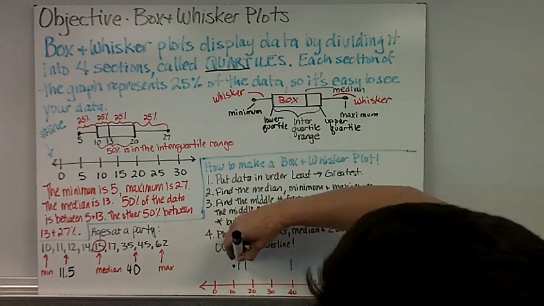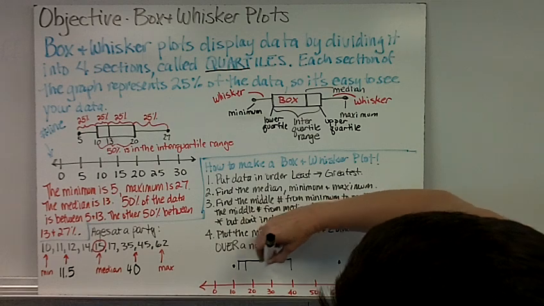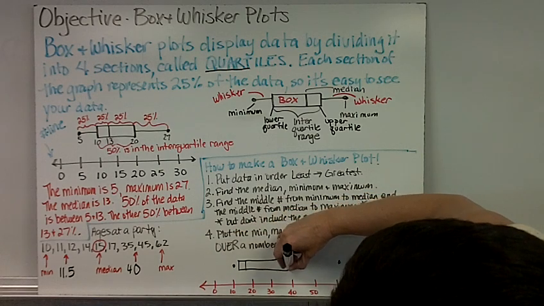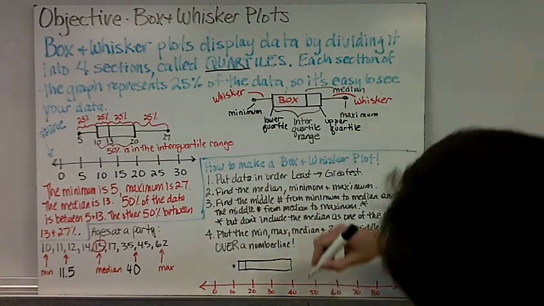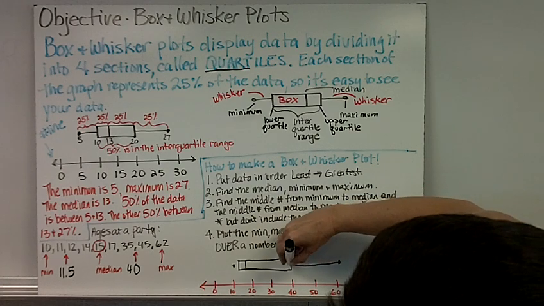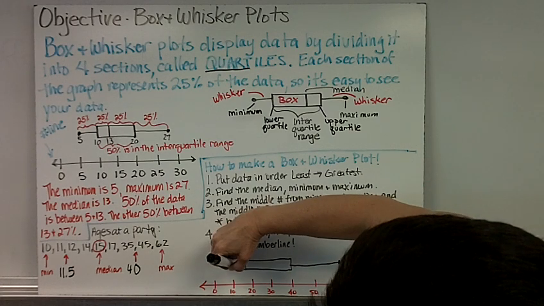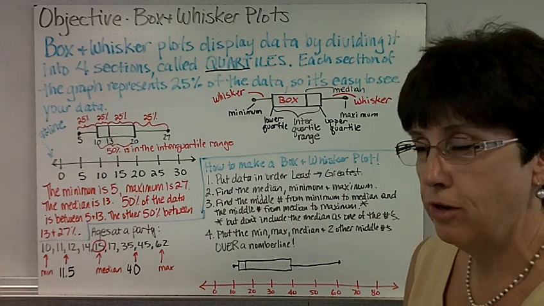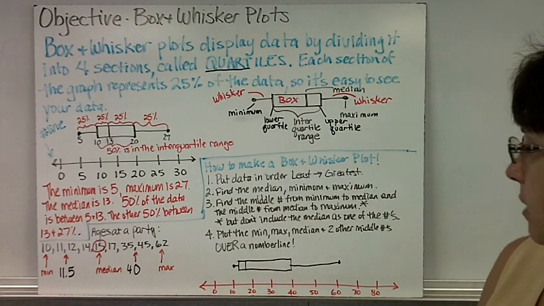All right, so now what we do is we connect our box. And now we connect our whiskers. Let me fix this. When you do it on paper, you don't have to turn your head upside down. I was just trying to make a straight line.